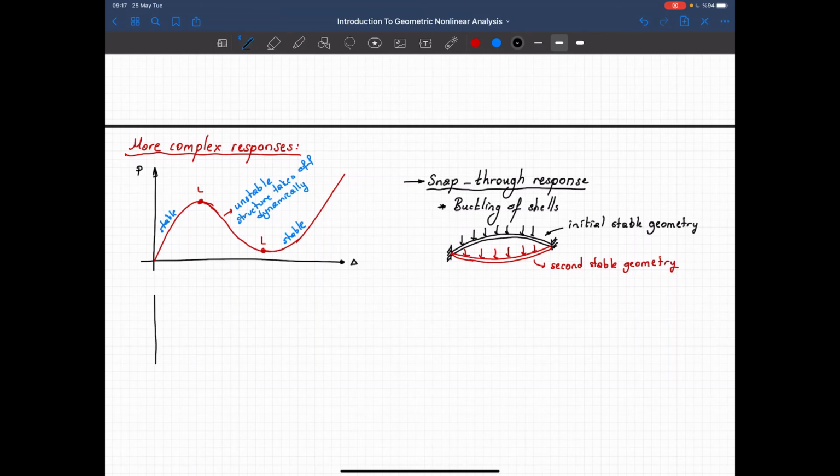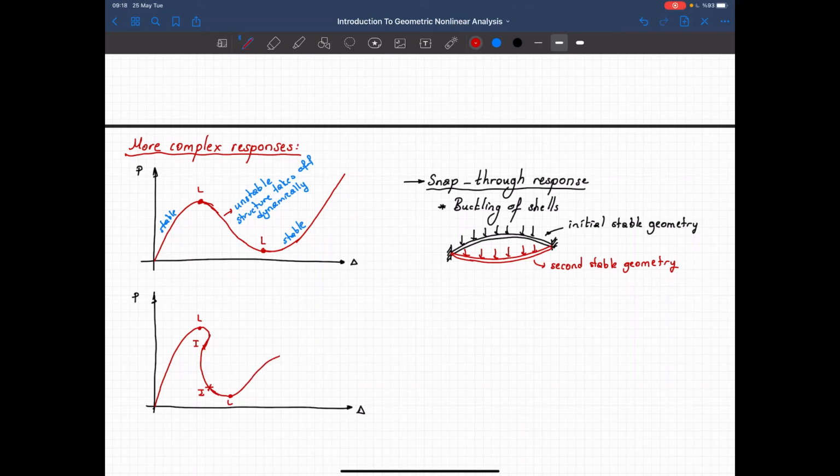There's another response. Let's draw the load deformation curve for this response. Again, we start with a stable geometry and then we reach a limit point. The structure becomes unstable, but it moves back, and we see an inflection point, and between these inflection points we see some stable behavior, and then another inflection point. It becomes unstable again. Now we see a limit point and then a stable behavior.